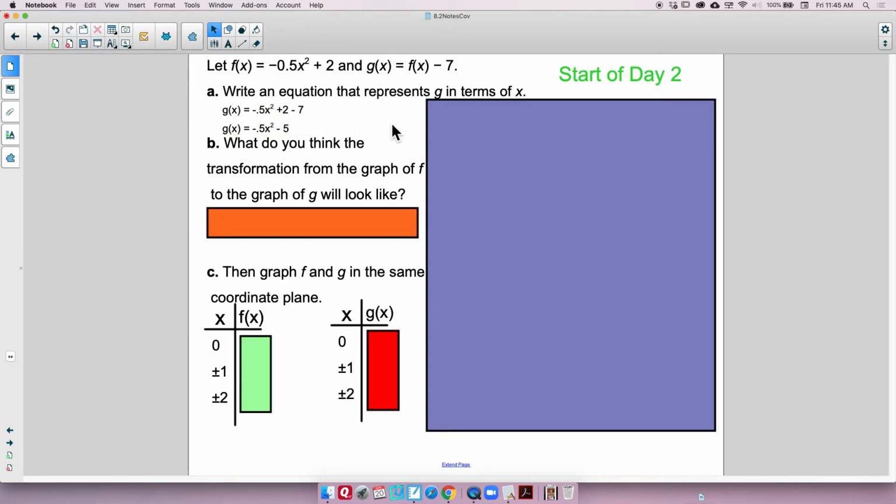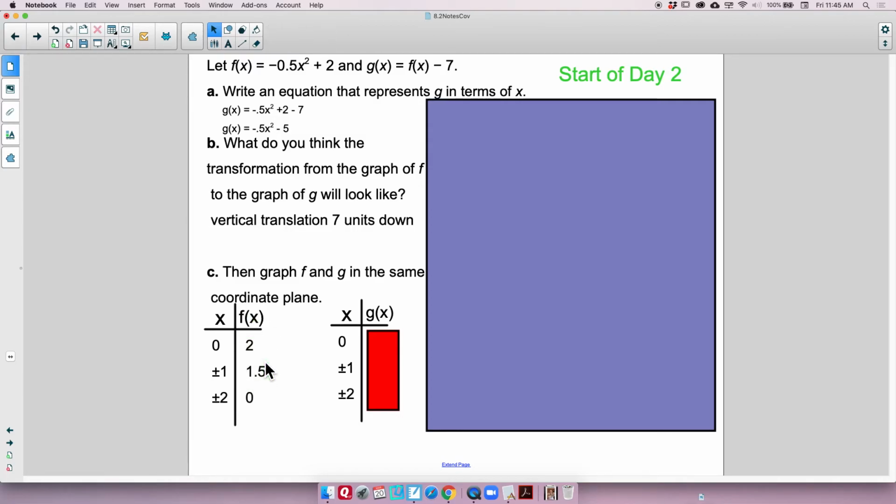-0.5x squared minus 5. Okay, so what do you think the transformation from the graph of f to the graph of g will look like? Well, hopefully you think it will be a vertical translation 7 units down. Notice instead of c on f of x being plus 2, for g of x it's now -5. Isn't that 7 units lower? Okay, so then let's go ahead and graph both f of x and g of x. So f of x is right here. For g of x, we're going to use this function right here and graph those. Go try it.